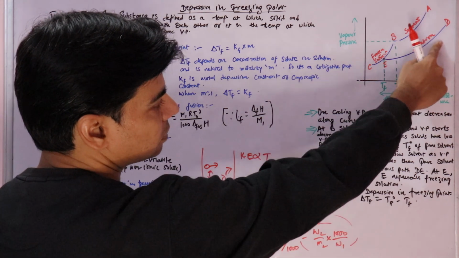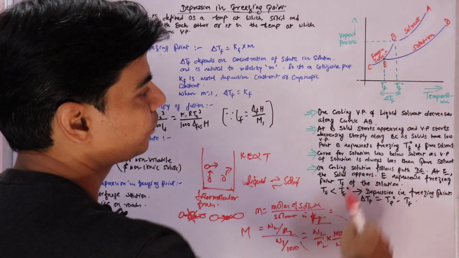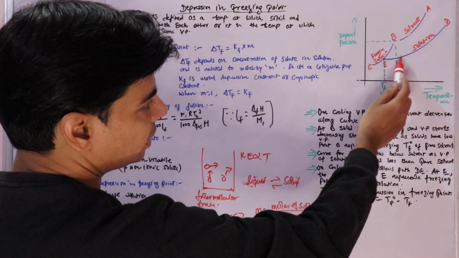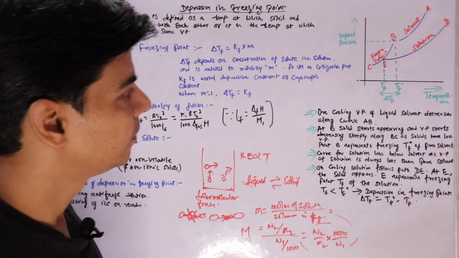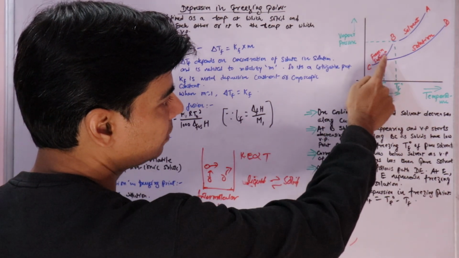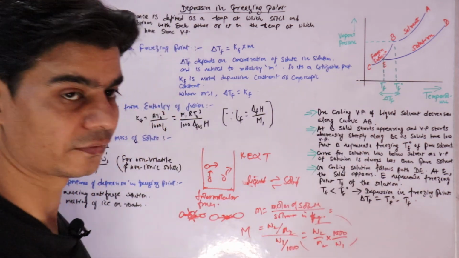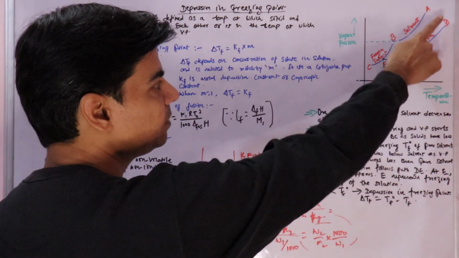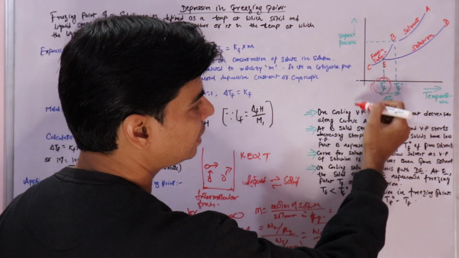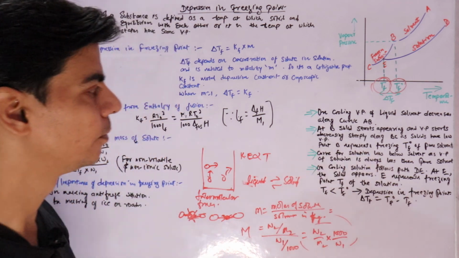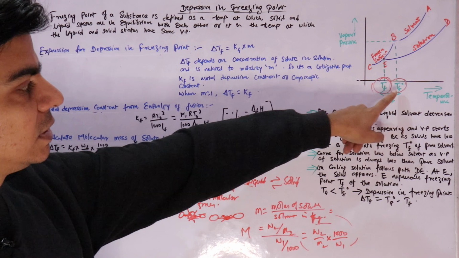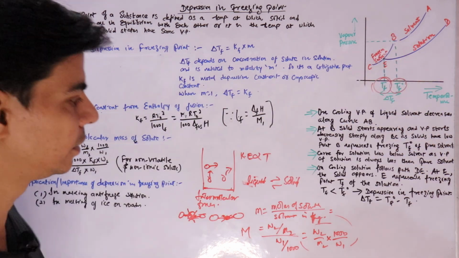Now if you look at this graph of the solution, as we lower the temperature, at point E this solution will turn into solid form, right? And if you look at point E, the temperature is TF, which is again the freezing point of this solution. And we know that this TF is less than TF0, which shows that the freezing point of the solution is less than the freezing point of the pure solvent, right?